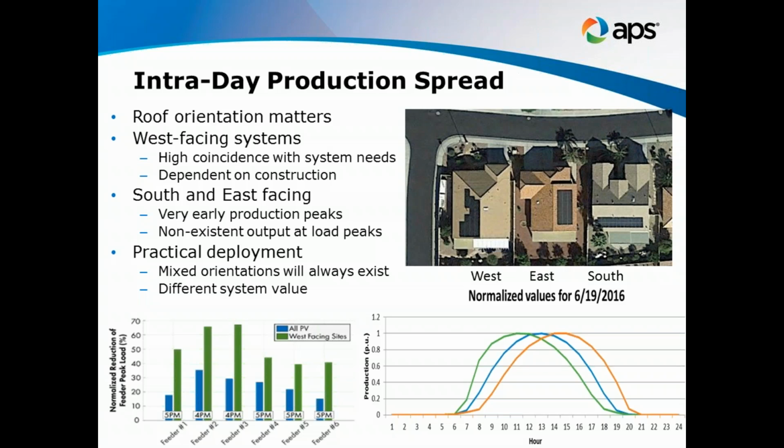And I talked about why we chose to go with west-facing systems when we're leasing rooftop space. Here are 3 adjacent homes. One has a west-facing roof, an east-facing roof, and a south-facing roof. And you can see the spread in production throughout the day is significantly affected by the direction or orientation of the PV systems. And in fact, our west-facing solar PV systems have a 60 to 70% coincidence with our system demand peaks, whereas the average for all solar systems is about 25 or 30% coincident with system peaks.